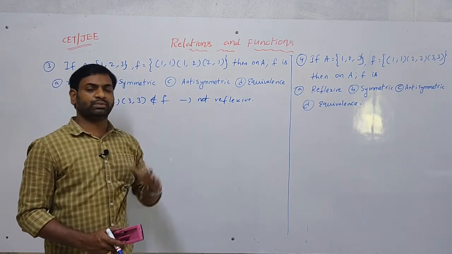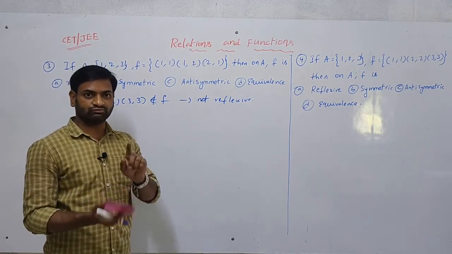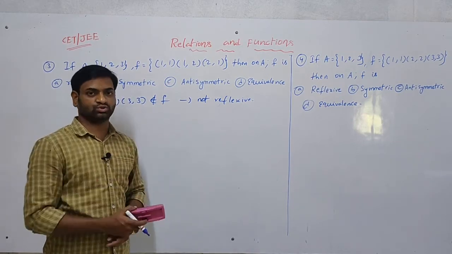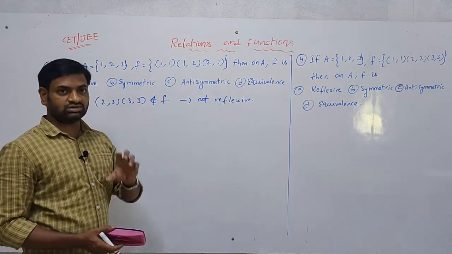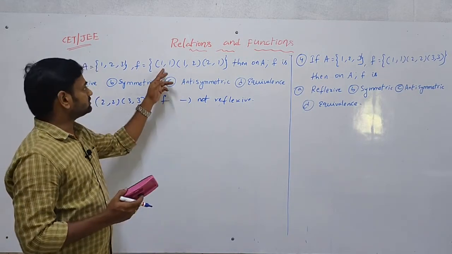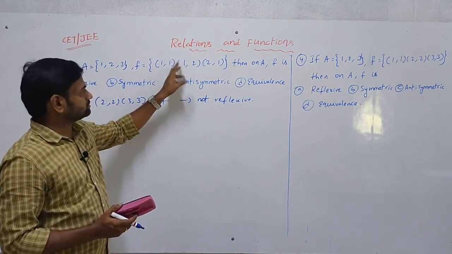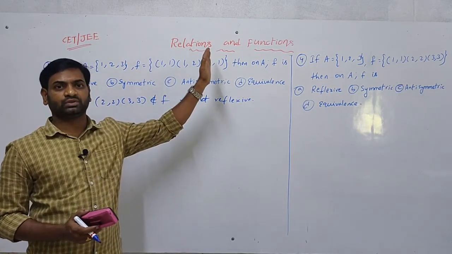For every ordered pair, the inverse should be in that relation only. Suppose I take (1, 1), what is the inverse of that? It is (1, 1) again. Reverse. (1, 1) is there. Next, take all the pairs. For every pair, you should check.